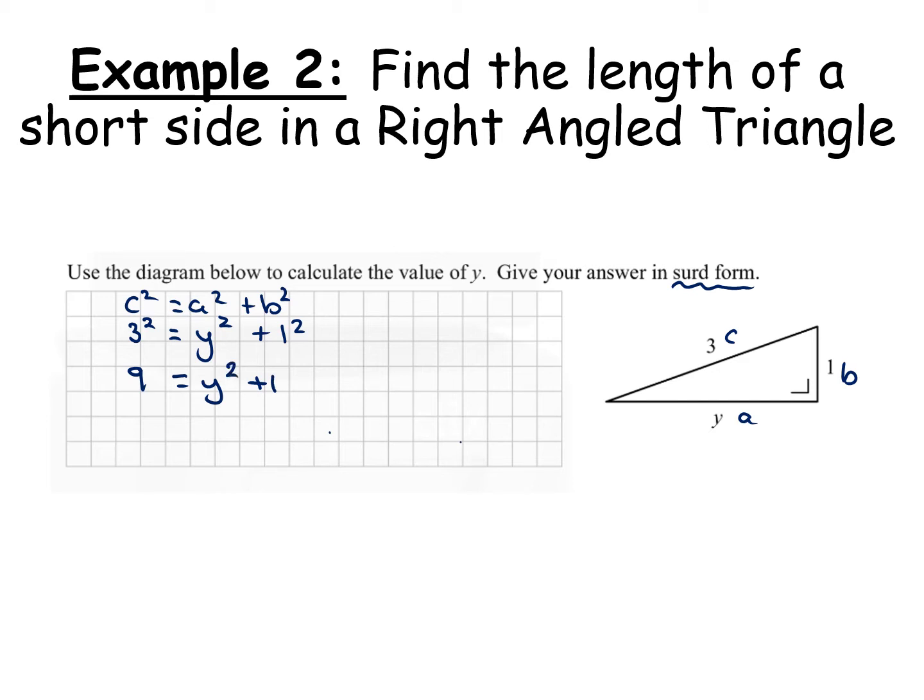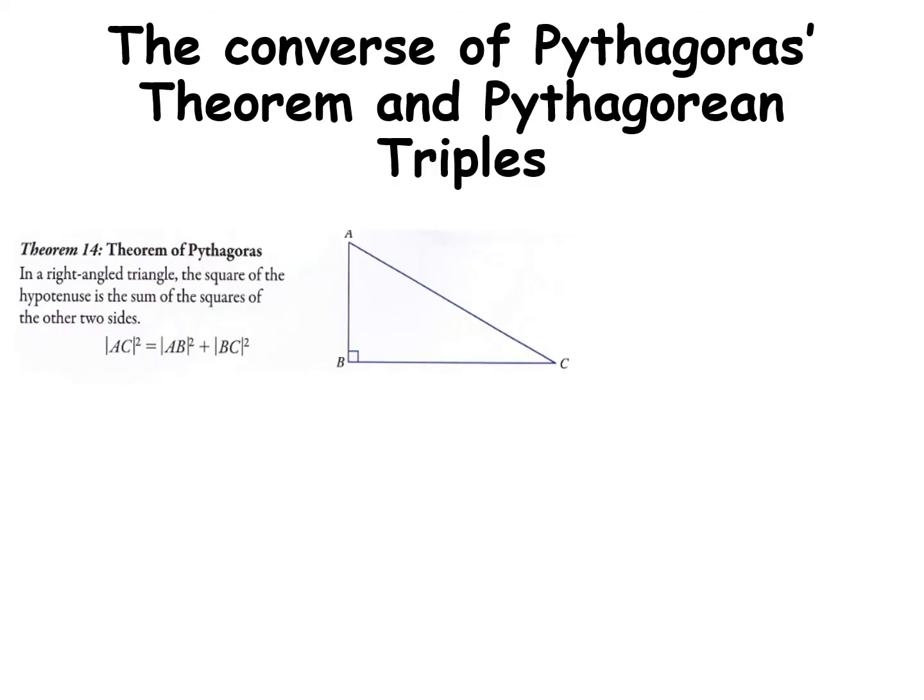So what we want to do is subtract 1 from both sides. So 8 is equal to y squared. Just flipping that to make it easier, y squared is equal to 8. y is equal to the square root of 8. So in this case we get y is equal to 2 root 2. So again, it's important you don't leave your answer in the surd form you get, but that you simplify it as much as you can.